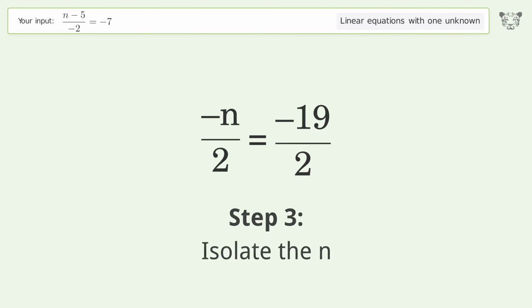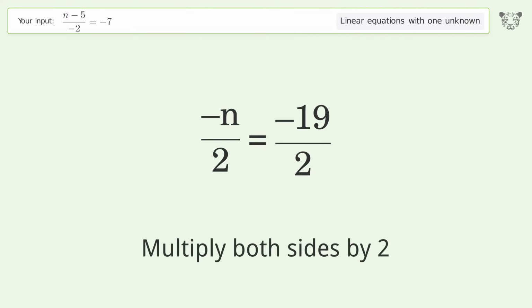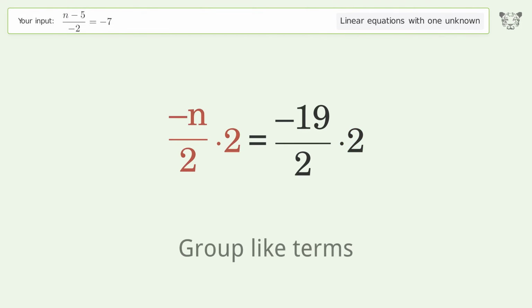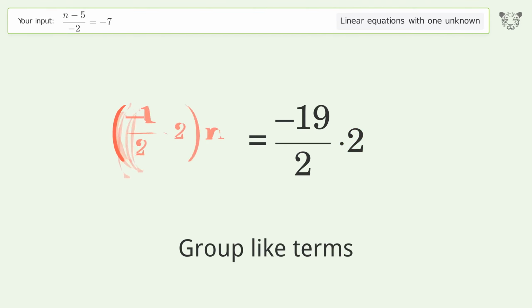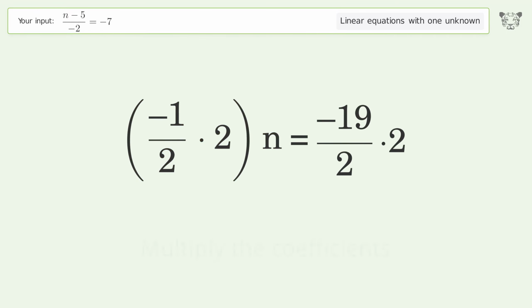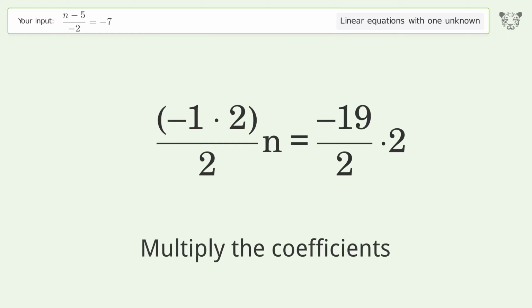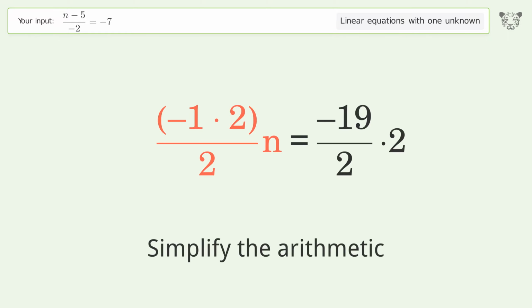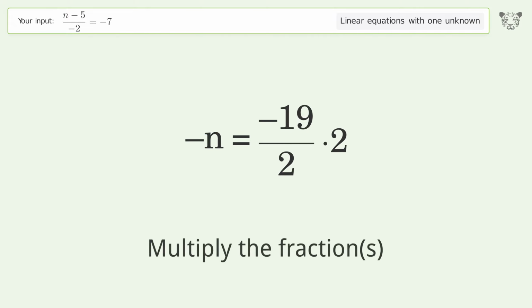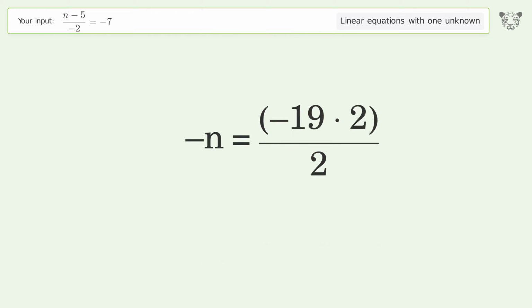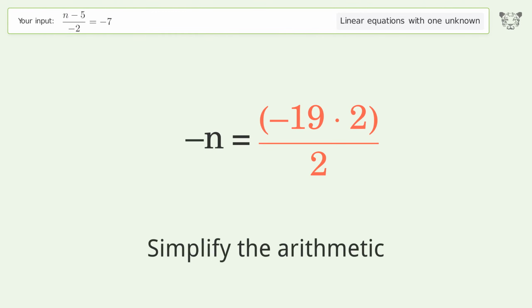Isolate the n. Multiply both sides by 2. Group like terms. Multiply the coefficients. Simplify the arithmetic. Multiply the fractions. Simplify the arithmetic.